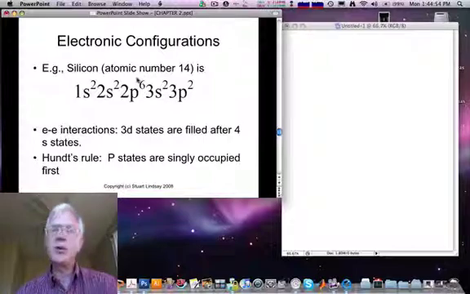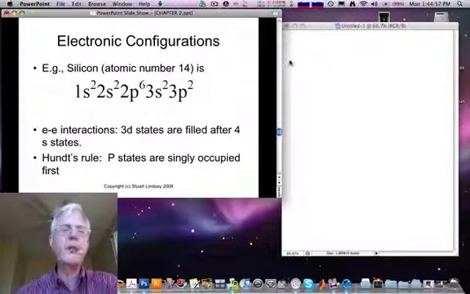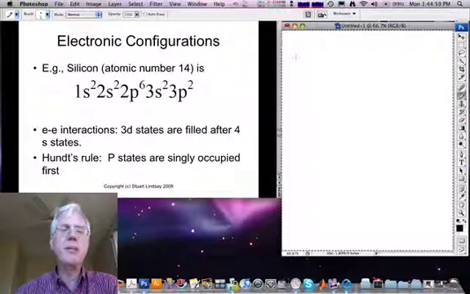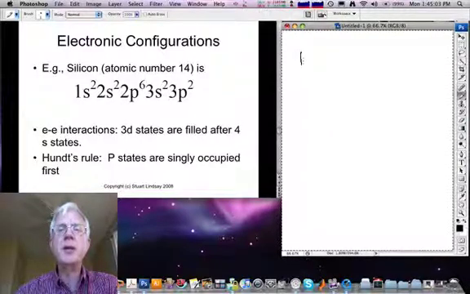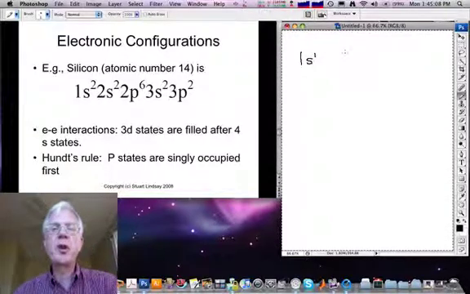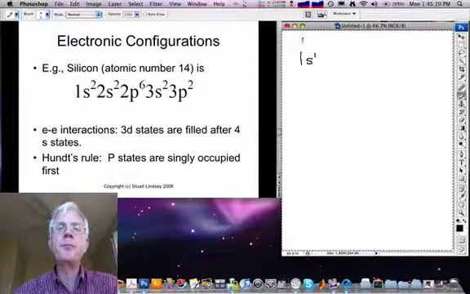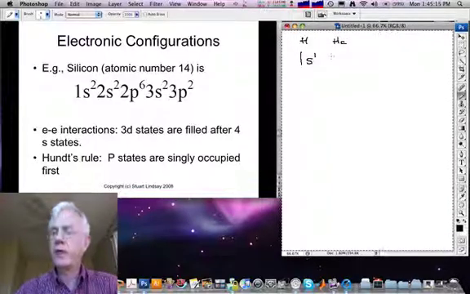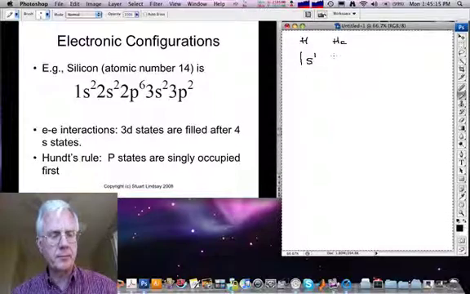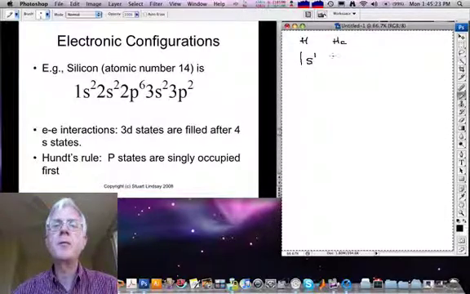So the notation for specifying atomic states is as follows. For example, in the case of hydrogen, it's the 1s state, and it has just one electron in it, so that's shown by a superscript 1. Helium: now we add a proton and an electron, and we fill up the 1s state.